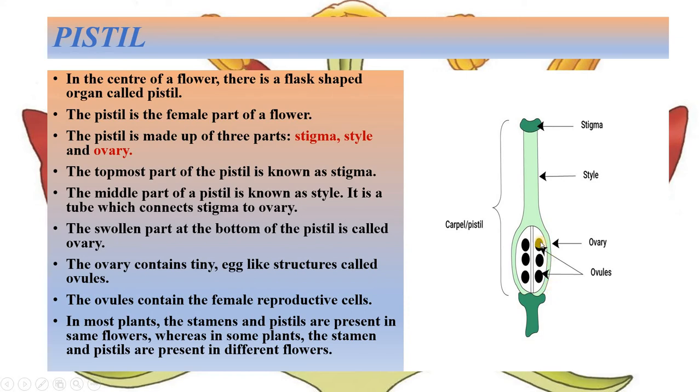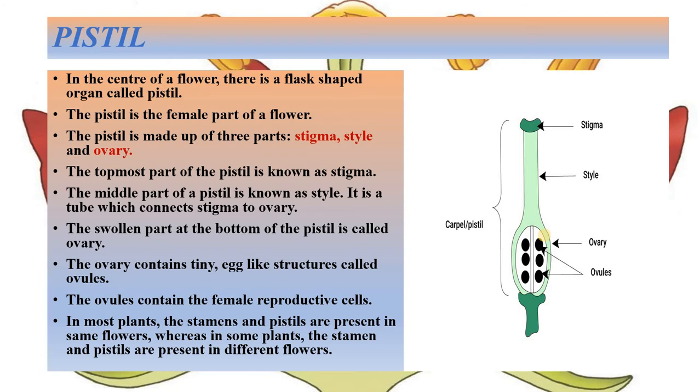Now, the swollen part at the bottom of the pistil is called ovary. In comparison to this part, you will find that this part is a little bit swollen. So the swollen part present at the bottom of the pistil is called ovary. And if you cut the ovary vertically with the help of a blade, you will find tiny egg-like structures present like this on both sides. Those are known as ovules. These tiny egg-like structures are actually ovules.